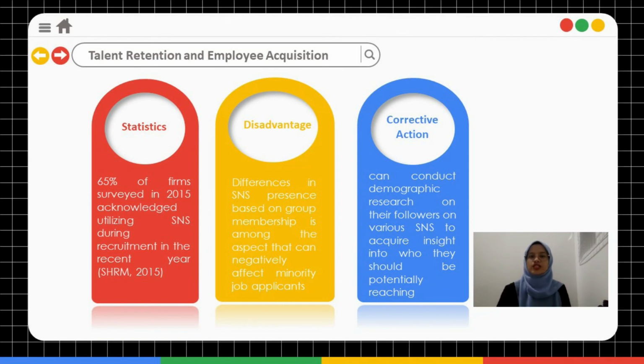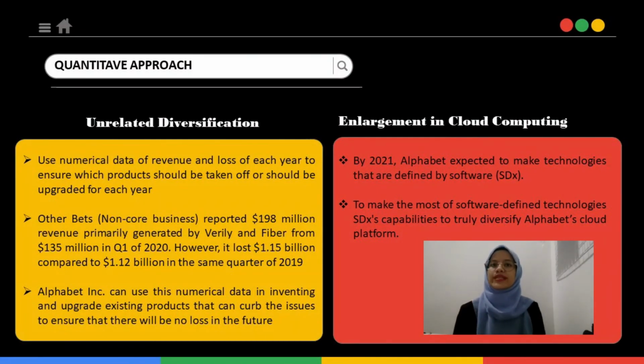There are two types of measurement that are being implied, which are the quantitative and also the qualitative method. Firstly, for the quantitative method, we use numerical data of revenue and losses of each year for unrelated diversifications to ensure which product should be taken off or should be upgraded for each year.